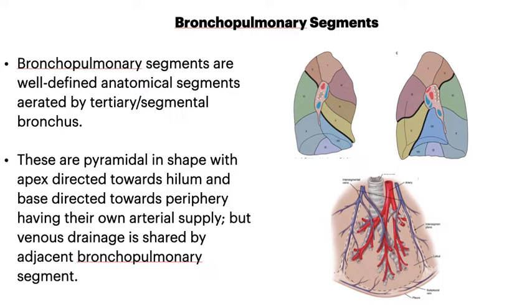Now, what are these bronchopulmonary segments? Bronchopulmonary segments are well-defined anatomical segments aerated by a tertiary or segmental bronchus. They are pyramidal in shape with the apex directed towards the hilum and the base directed towards the periphery, having their own arterial supply. The venous drainage, however, is shared by the adjacent bronchopulmonary segment.